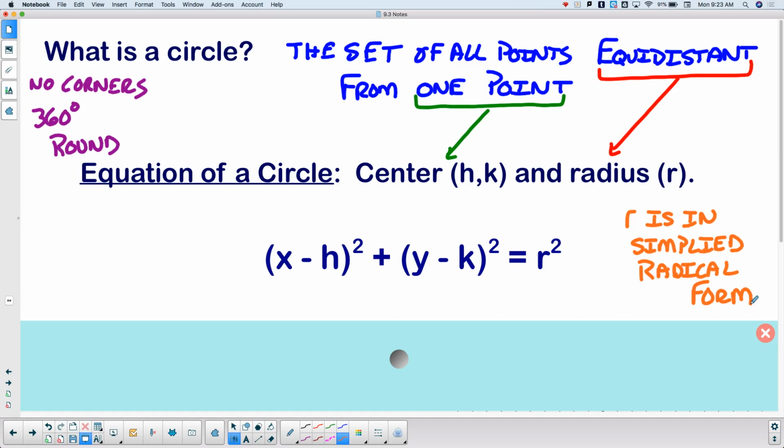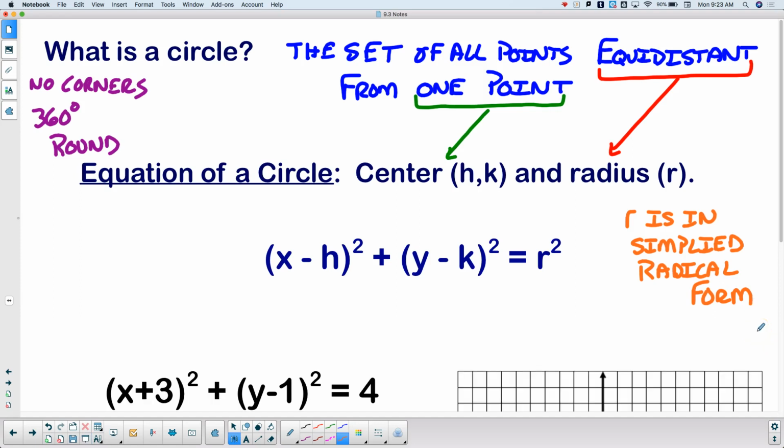I don't want it to be 9.1. I want it to be the square root of 82. If it equaled 24, I wouldn't want 4.9 as my radius. I'd want 2 times the square root of 6 as my radius. And we'll do problems like that as we go along. So, here we go.